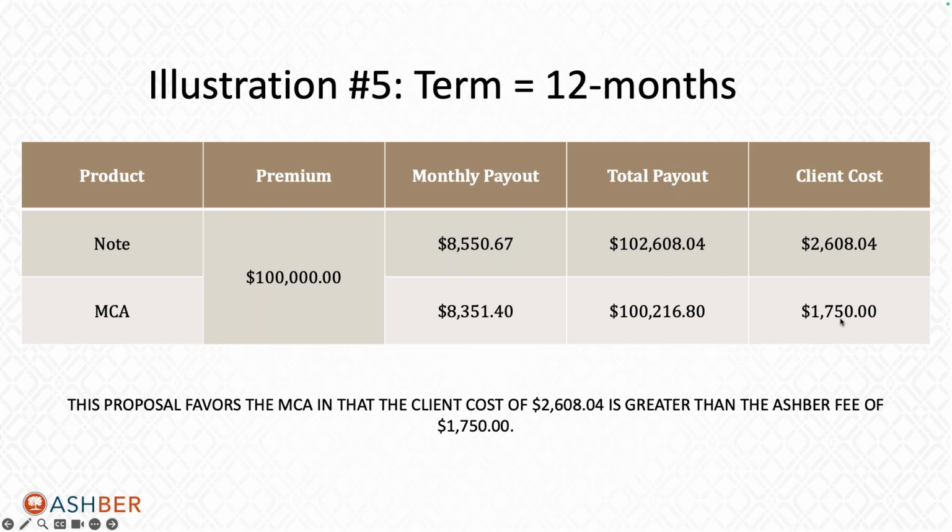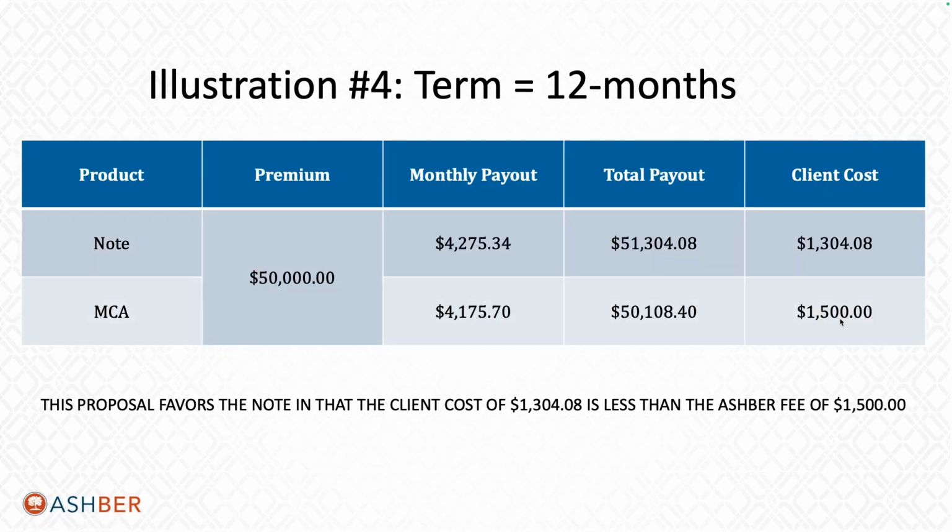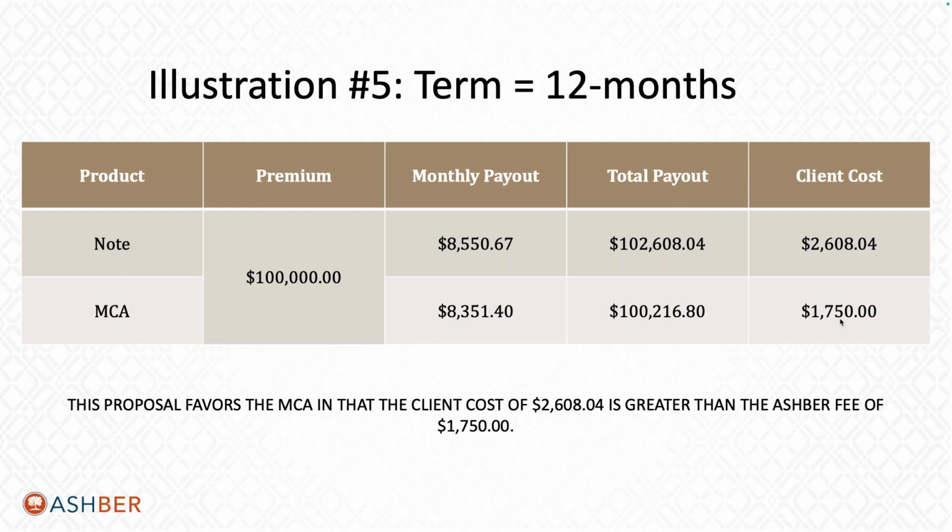So you do see in this example versus the first one, the cost of the annuity going up. And that's because our fee structure is done in such a way that the larger the premium, the more we typically charge, because that's a percentage of the premium versus the flat rate of $1,500. So the note cost did go up to $2,608, leaving the annuity as the more advantageous product in this scenario from an economic perspective. And again, that's about an $850 difference, so pretty significant.